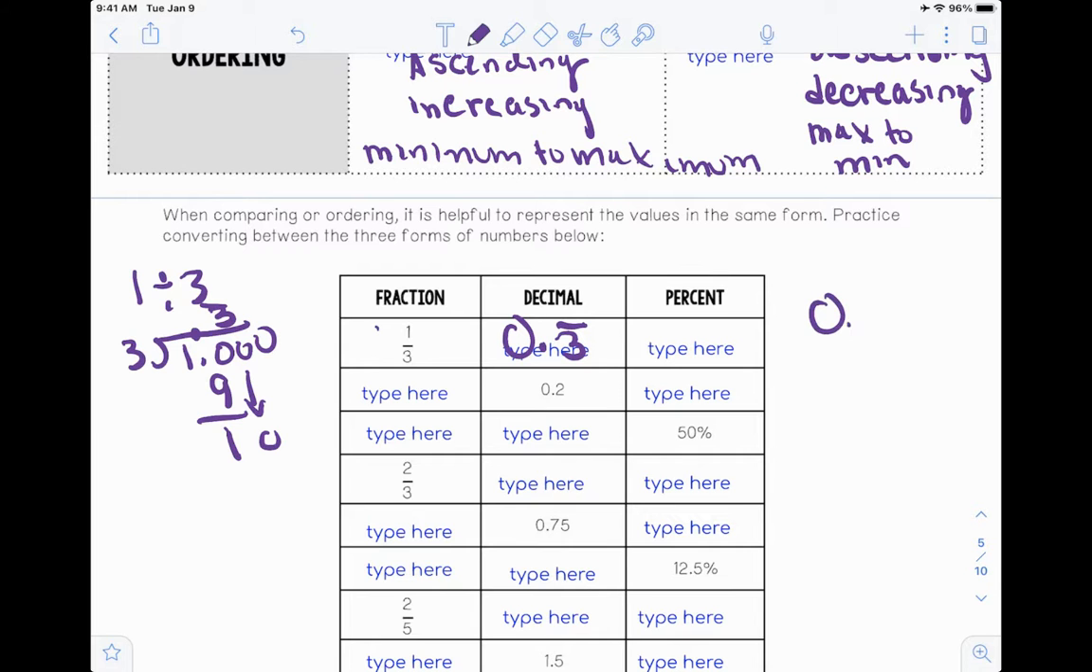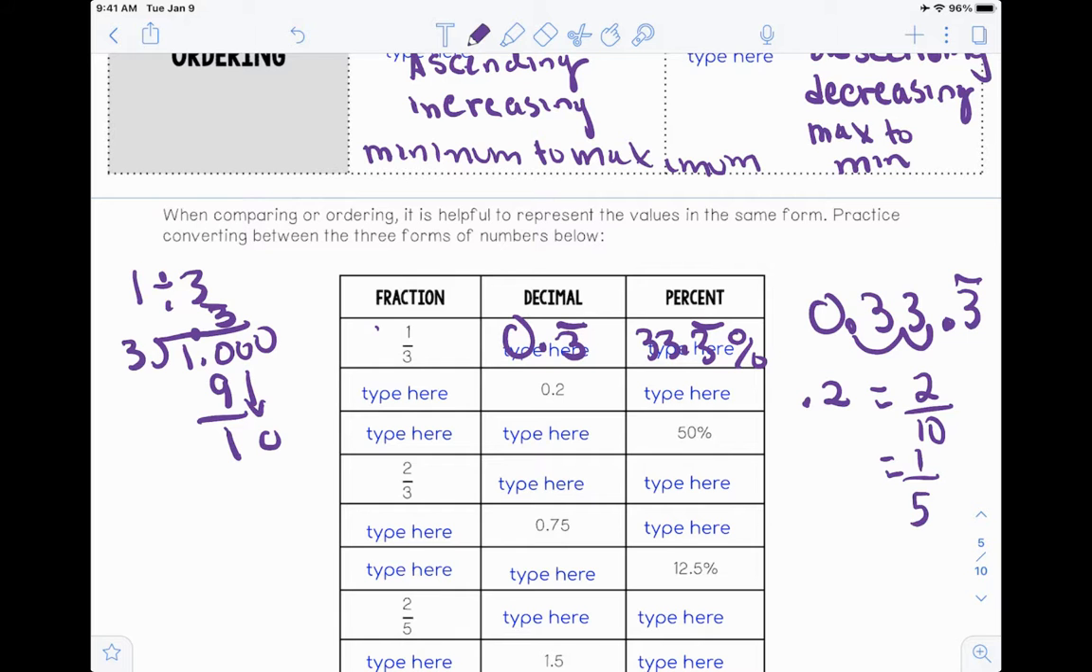Now, to take a decimal and write it as the percent, you move your decimal 2 places to the right. And then you add your percent. So this one would be 33.3 bar percent. So for the second one, if we were going to do 0 and 2/10, 0 and 2/10 is equal to 1/5. And remember, to write a decimal as a percent, you move your decimal 2 places to the right, and you add a 0 in this case. So it would be 20%.